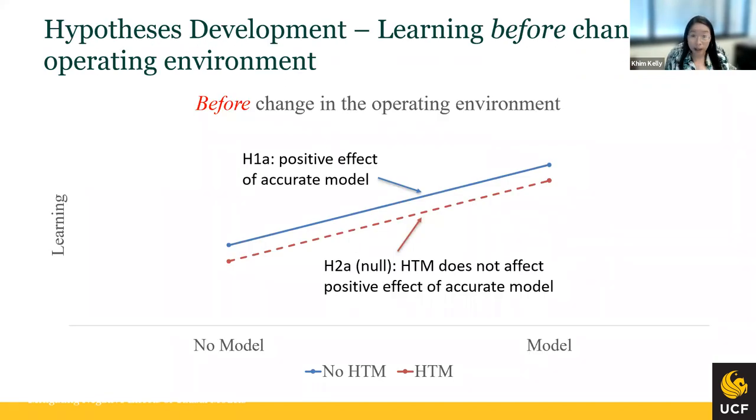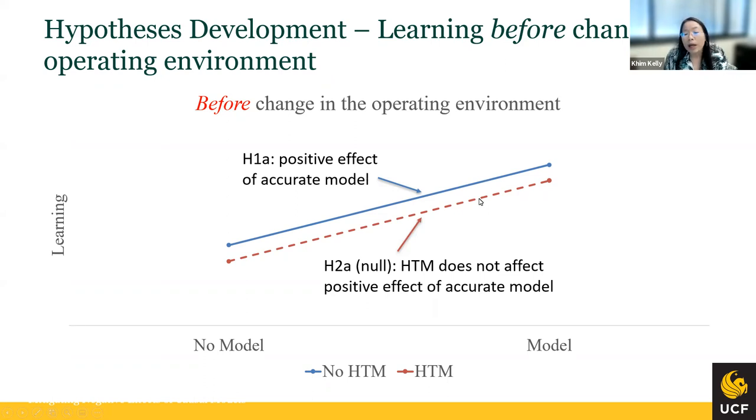All right. So my hypothesis first is about the learning before the change in the operating environment. The model, if provided, is accurate. I have no model versus model. The blue line is my first hypothesis. It says that having an accurate model is better than having no model. So that's a positive effect of having an accurate model. Nothing surprising here, because prior research has shown us that having an accurate model is helpful, reduces cognitive complexity, et cetera. The blue line is when there is no hypothesis testing mindset prompt. The red line is when there is a hypothesis testing mindset. Here I'm predicting a null. I'm predicting that the HTM doesn't really change the positive effect of having a causal model.